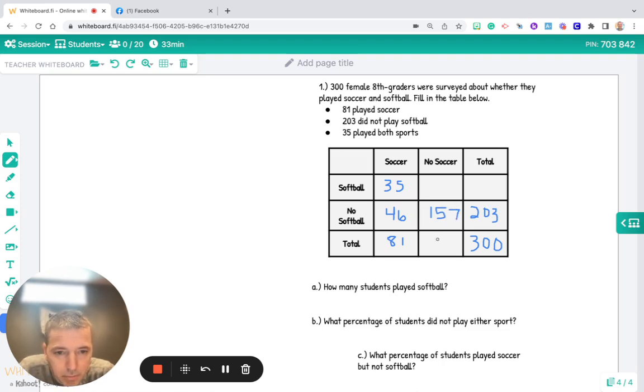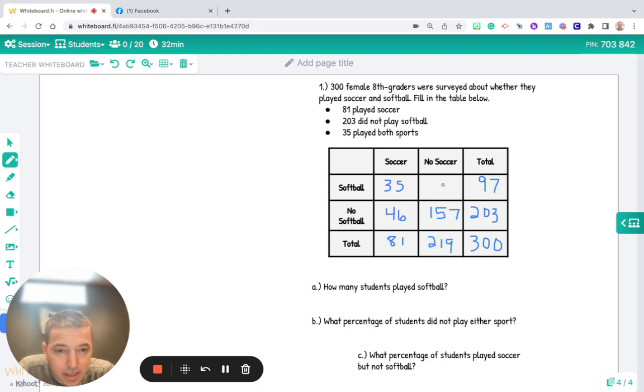Okay, let's get this bottom one here. So I know that 81 plus this box has to make 300, right? So I can do 300 minus 81, and that's going to be 219. All right, let's get these two top ones. So this one, I know that this box plus 203 has to make 300. So I can do 300 minus 203, and that's going to be 97.